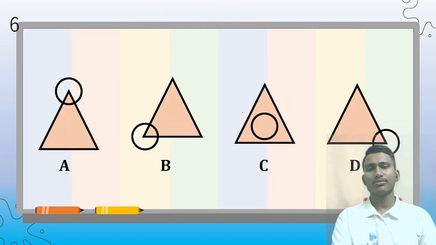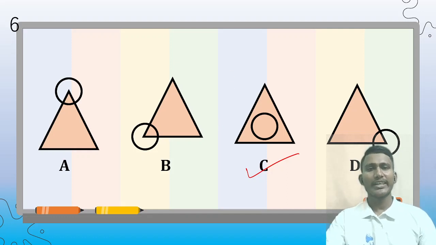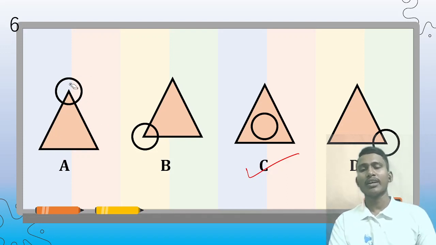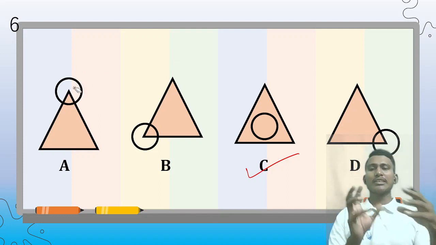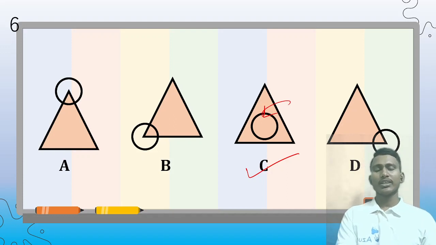So here is the different one. Can anyone tell what will be the answer here? Yes, C is the different one, right? So that is how you have to identify. Understood? Okay, so here if you see, the triangle and the circle are intersecting, that is, the triangle is a little bit inside the circle, right? Some part of it is inside the circle, but here it has gone completely inside, so that is why it is different.